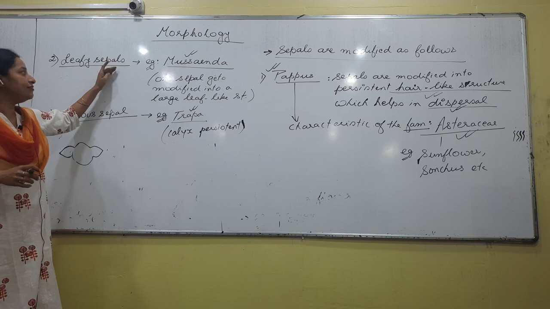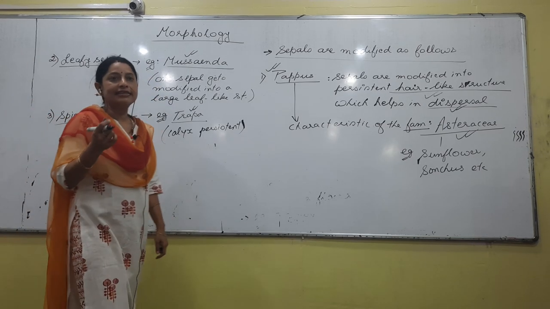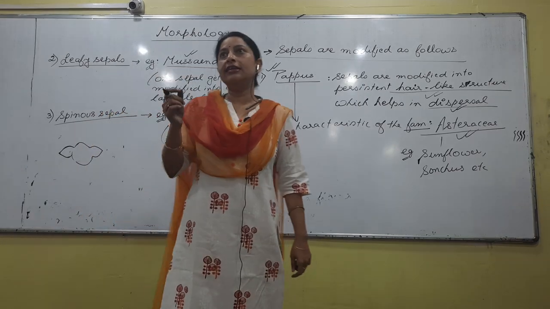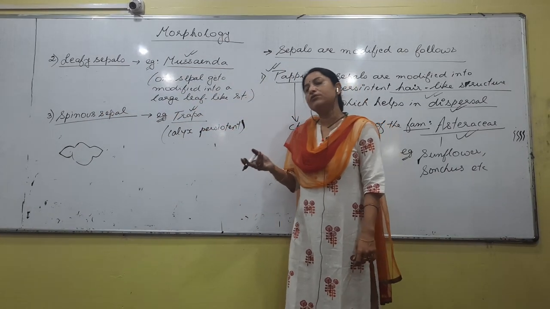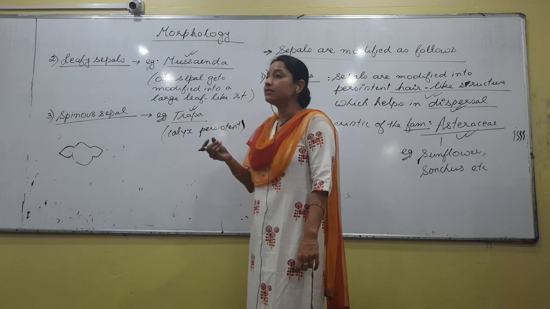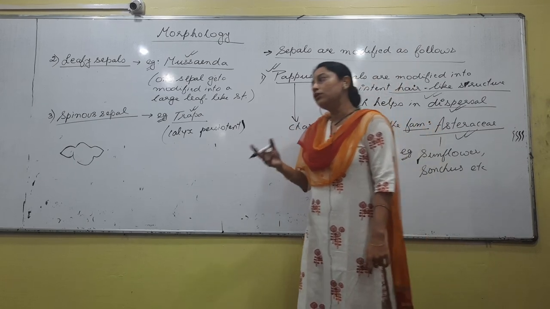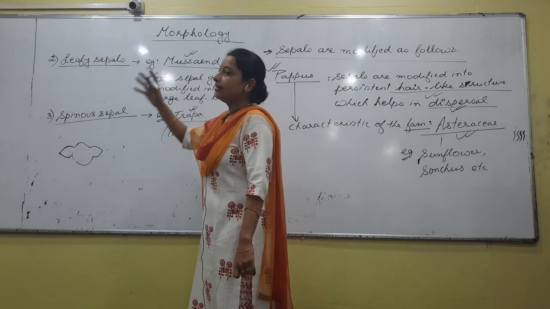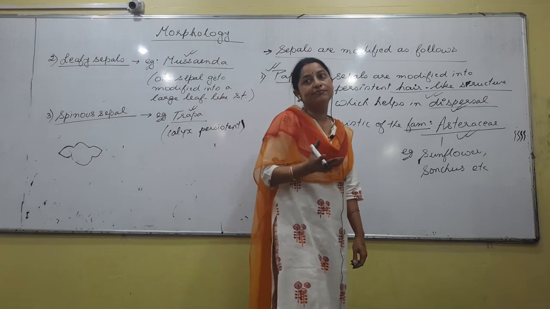Next, in case of leafy sepal, Mussaenda. Have you seen that flower? The leaves are velvety to the touch. It comes in various colors, pink, white, red. It's almost like velvet. That's a very small plant, very attractive, right? It's a very common ornamental or decorative plant that we have in our homes.